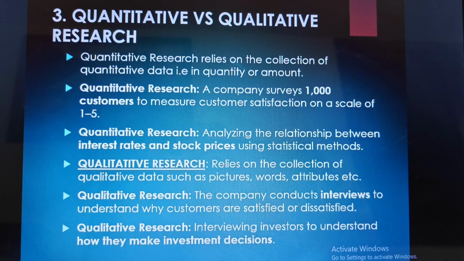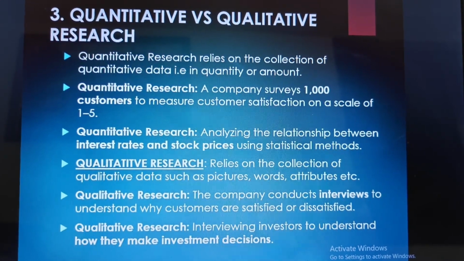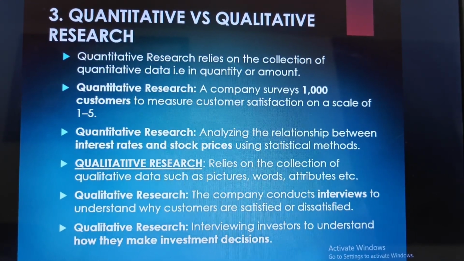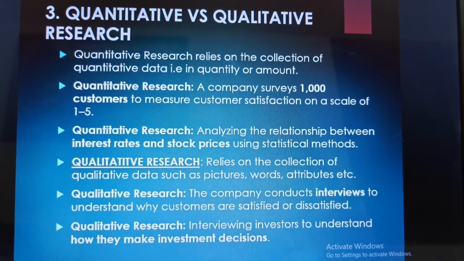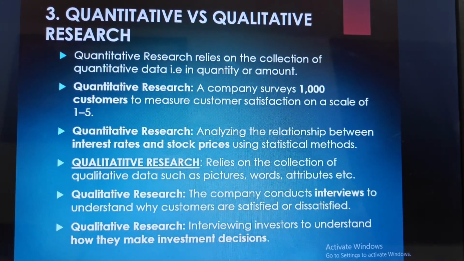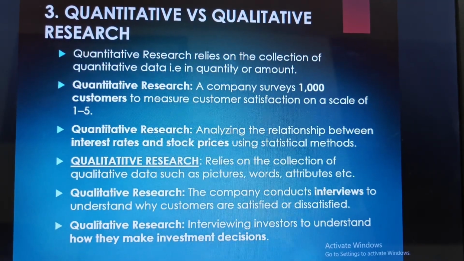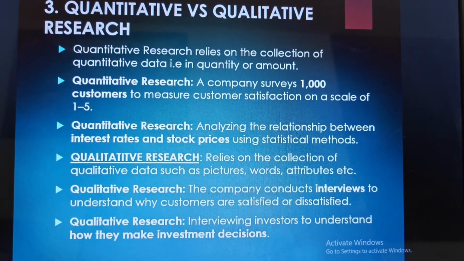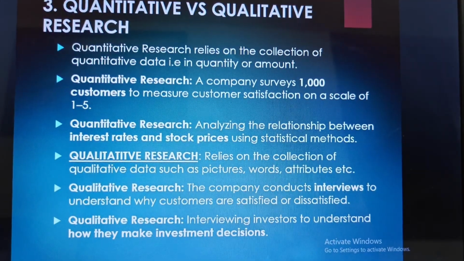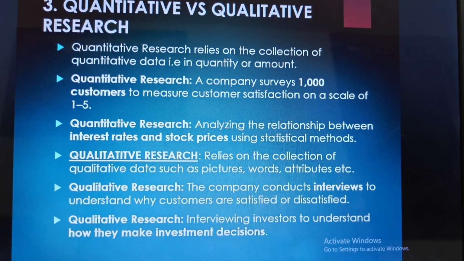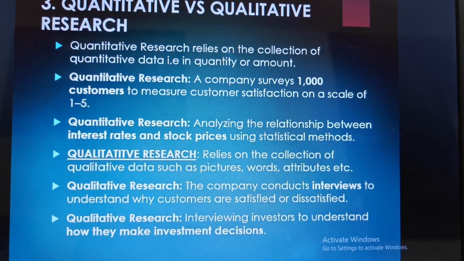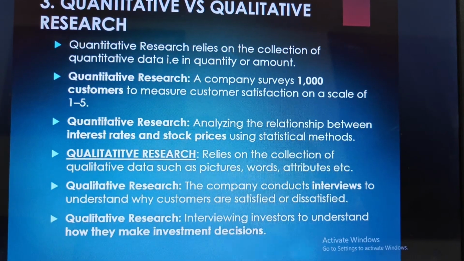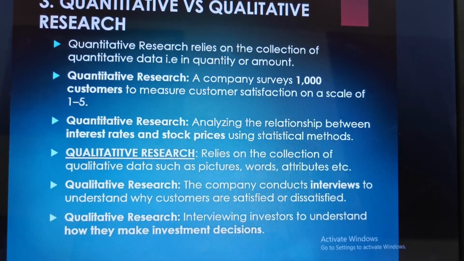Qualitative research, on the other hand, is used to analyze or research pictures, words, attributes. It is not interested in numbers, but it is interested in other characteristics, that is, pictures, words, attributes, etc. Qualitative research: the company conducts interviews to understand why customers are satisfied or dissatisfied. Qualitative research: interviewing investors to understand how they make investment decisions. So qualitative research's main focus is not on numbers. Its main focus is on other characteristics, right?